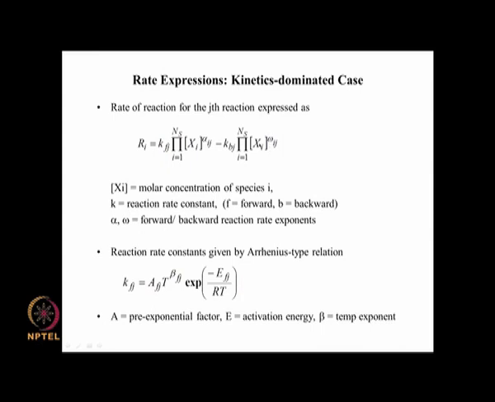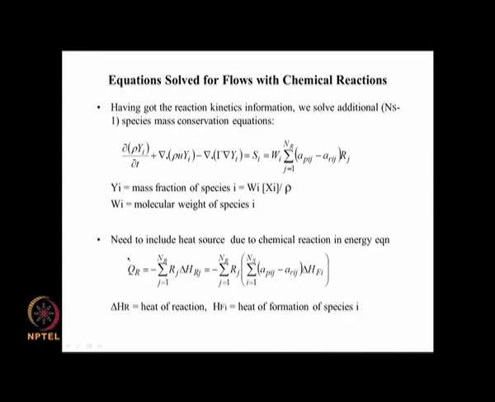So, then we can substitute those things and get the rate of reaction, and from this rate of reaction we can evaluate the overall heat source for each reaction times the delta H, the heat of reaction of that particular reaction, and summed over all the reactions will give us the total rate of heat generation from the set of all these reactions. So, having got the reaction kinetics information, we solve additional NS minus 1 species conservation equations.